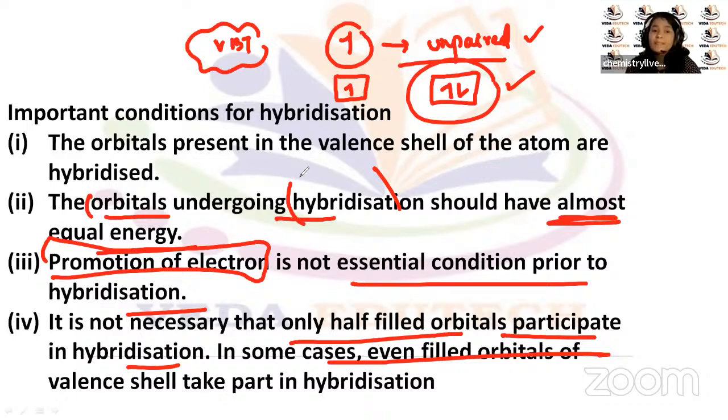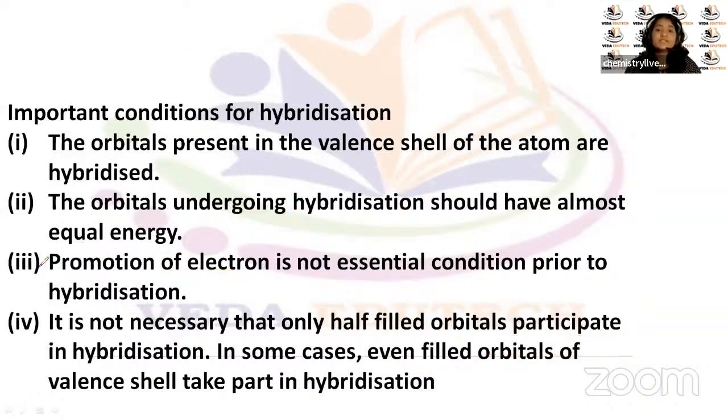So these are the three to four points that you need to remember. First of all, valence shell, equal energy, promotion is not necessary, and even filled orbitals can take part in hybridization.